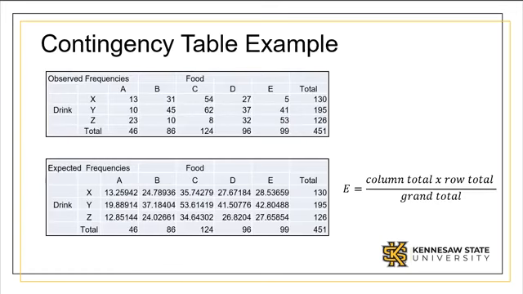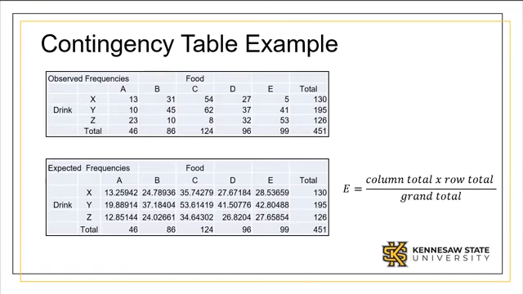Let's consider this example. We are investigating the dependency between certain foods and drinks. Assume alpha is 0.05. The null statement will be that our choice of food is independent of drink. The alternative statement will be that our choice of food is dependent on drink. The top table shows the observed frequencies for each combination. The bottom table shows the expected frequencies based on the respective column total, row total, and grand total.